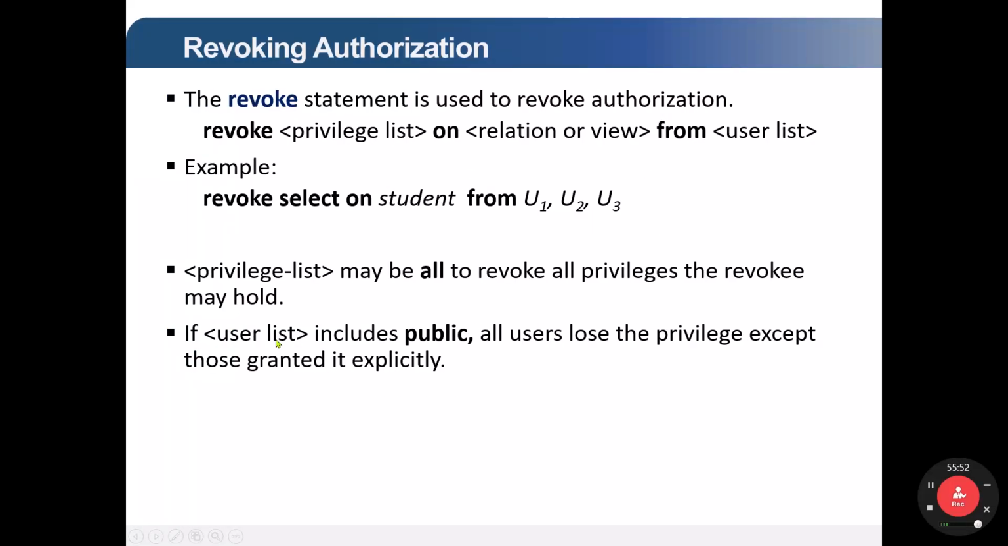And sometimes you may want to revoke those privileges from users. Then you use the revoke statement. The grant statement uses the to keyword at the end, but the revoke statement uses the from keyword at the end. So if you look at this example, we are taking access permission back from these users. So these three users will not be able to run a select query on the student table.